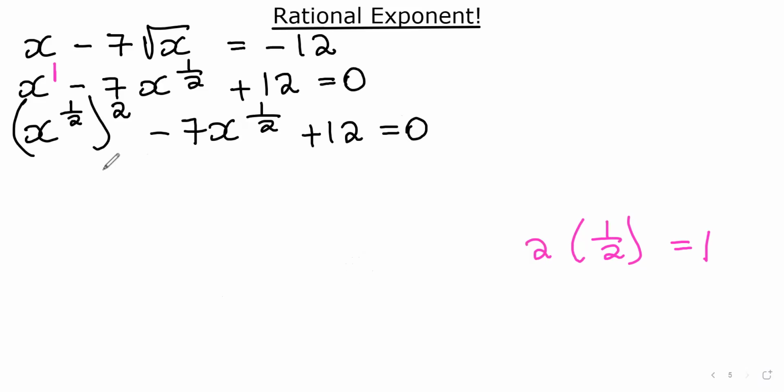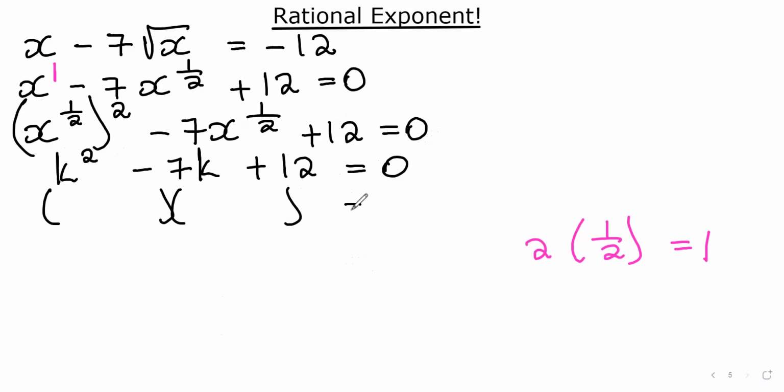So then we can now use the k substitution method. We let k to be x to the half. Remember to write that. Show them that. But I'm not going to show it here. So now we have k squared minus 7k, and then we say 12, and this is set equal to 0, like that.